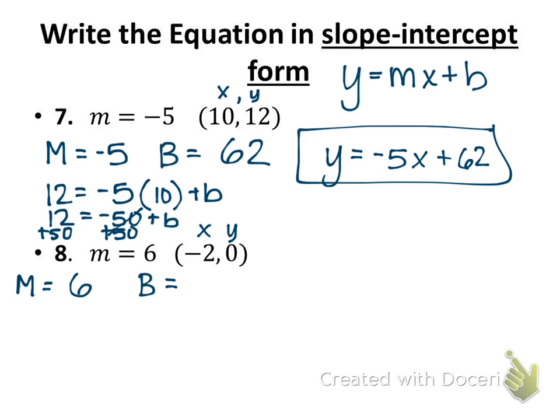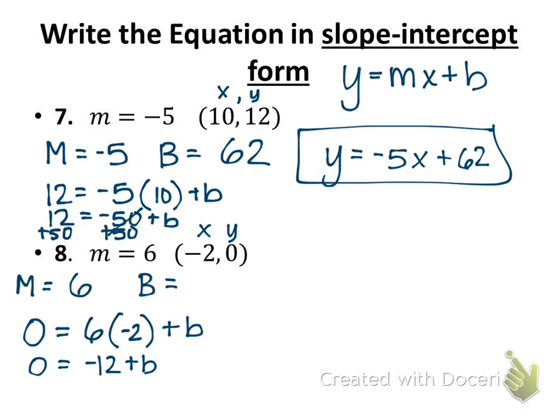Tyson, tell me what did you plug in and where? The -2 and the 0. I put the -2 in for x. Okay, so you did 0 equals 6, and then parenthesis -2, and then you finish it off with what? Just B. Plus b. Very good. Okay. So what do I do now? Multiply. 0 equals -12 plus b.